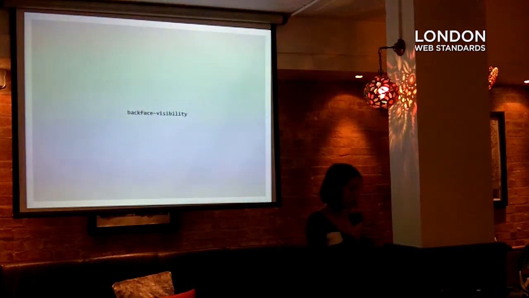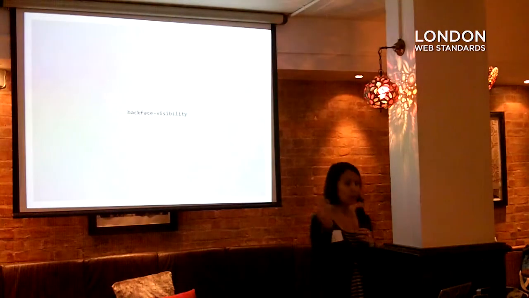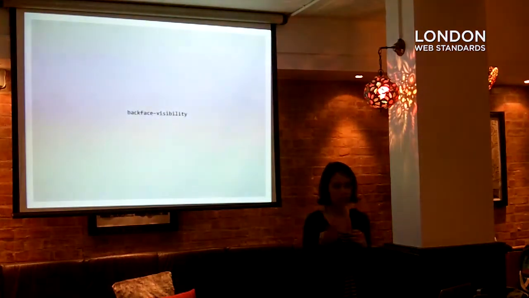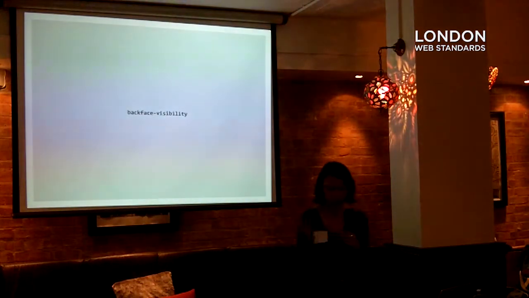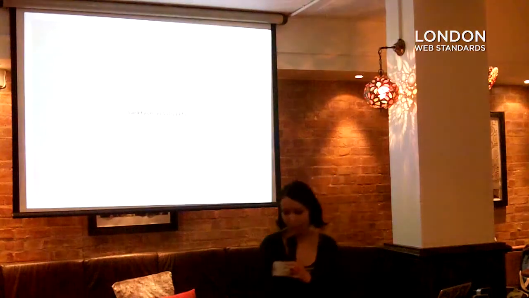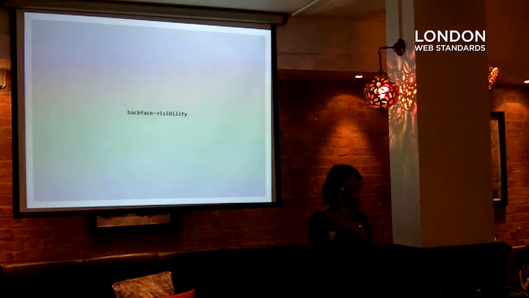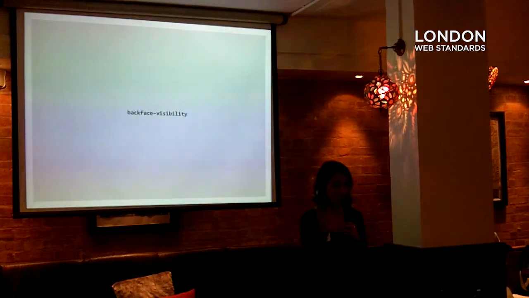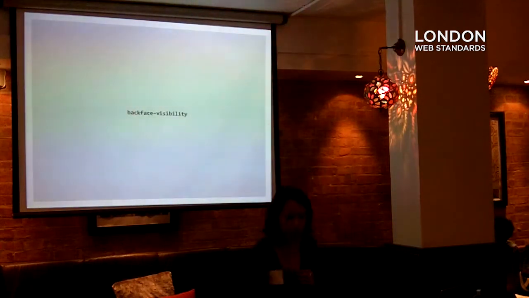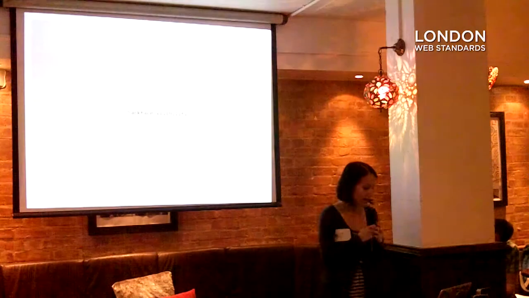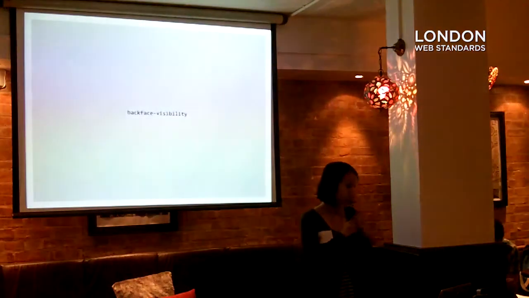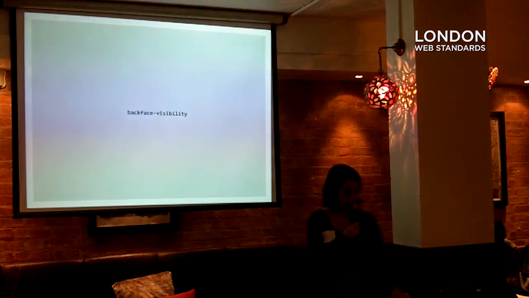Another property is backface-visibility. It lets you choose if an element that is being transformed is visible when its back faces the viewer. So if you rotate it in a way that you can see its back, if the backface-visibility is the default value, which is visible, you can still see it. Sorry about that. So the default value, like I said, is visible.